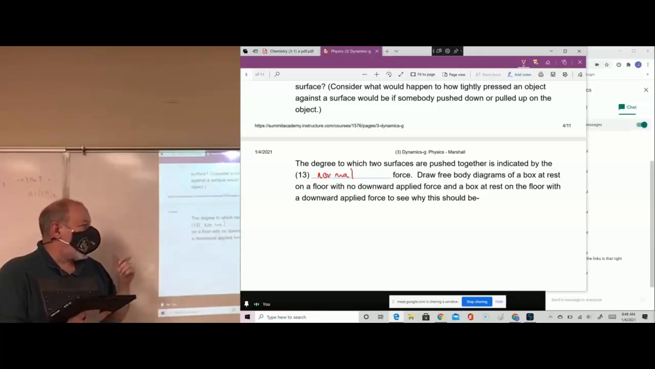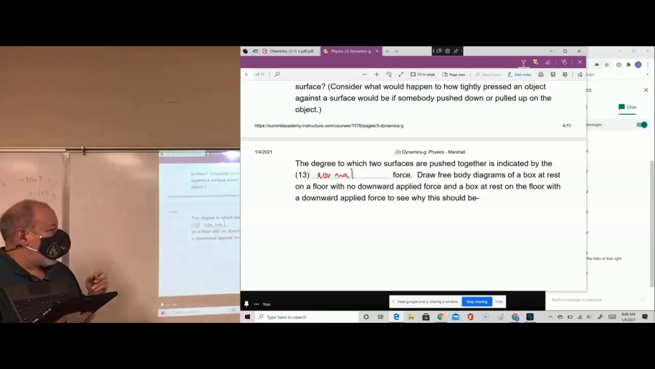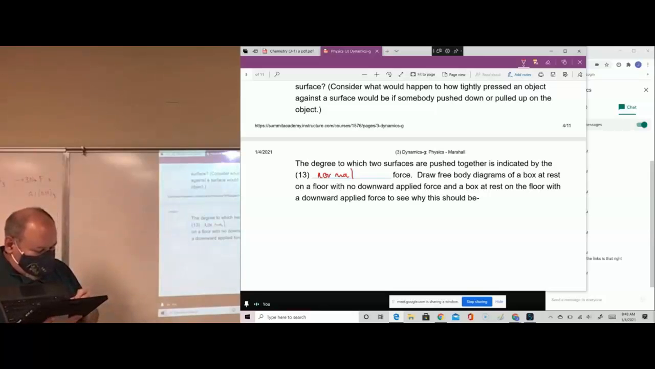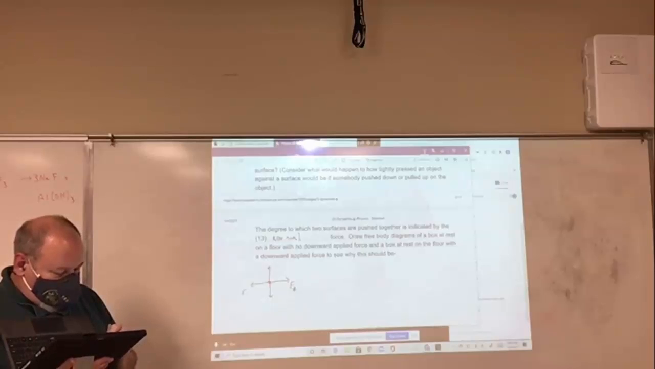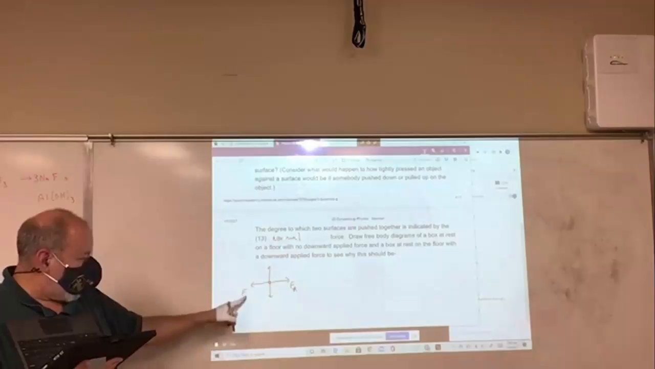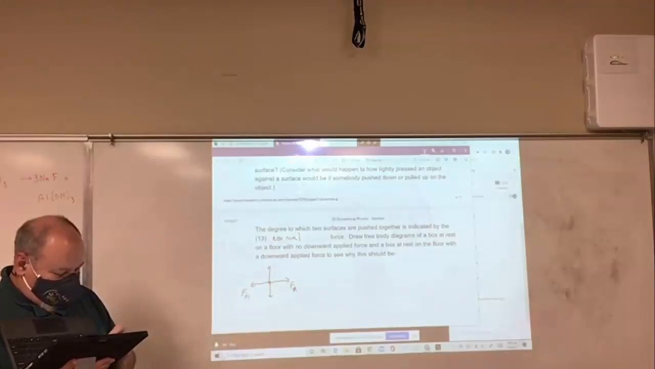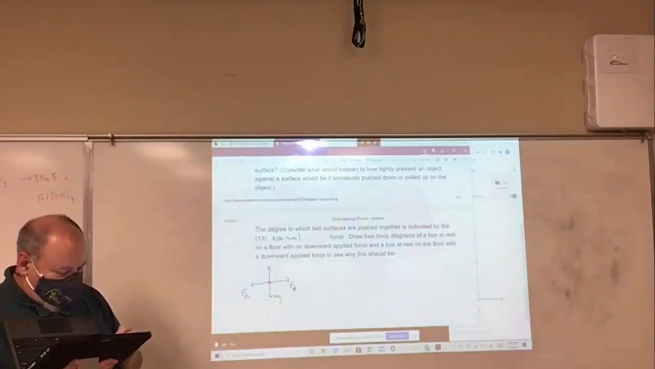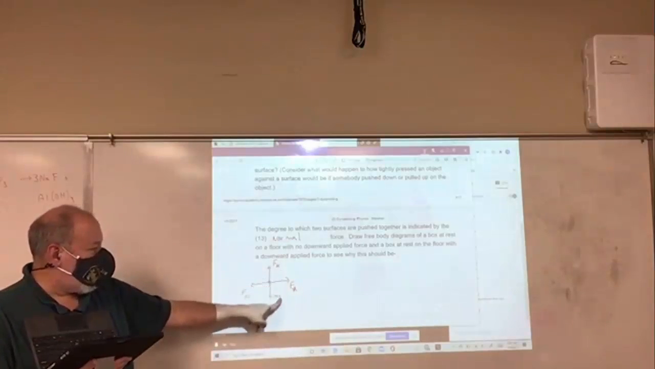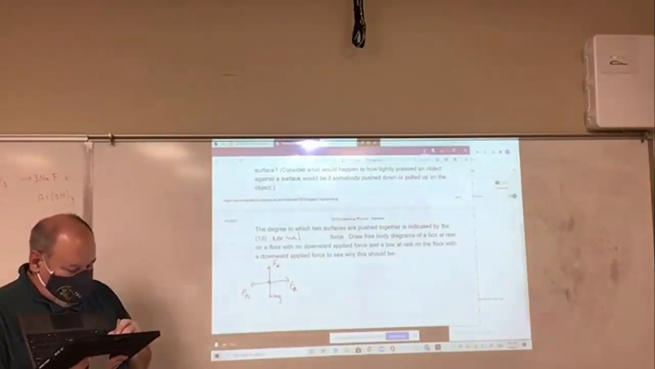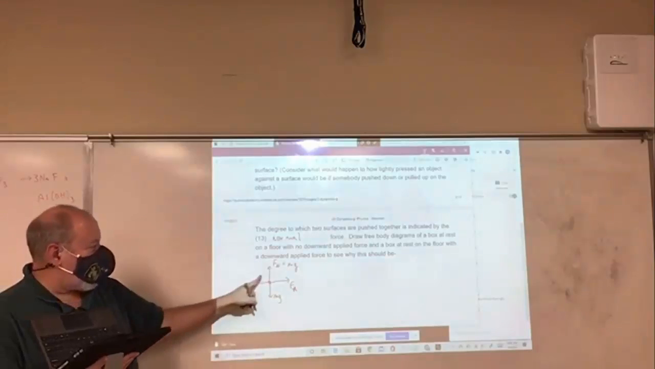And we're going to draw free body diagrams of a box at rest on a floor with no downward force applied to it. So if I have a box at rest, and we're actually going to say we have an applied force in the horizontal direction. It's not moving though, so it must be a force due to static friction, right? So we've got the force due to static friction opposing it. And then I've got mg, and I've got the normal force. Now, the normal force is usually going to be equal to the force due to gravity, right? So I could come up here and write the normal force equals the force due to gravity.